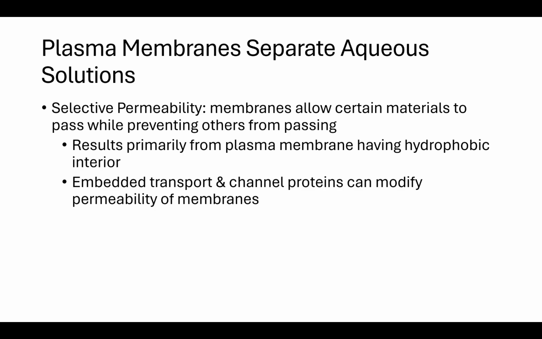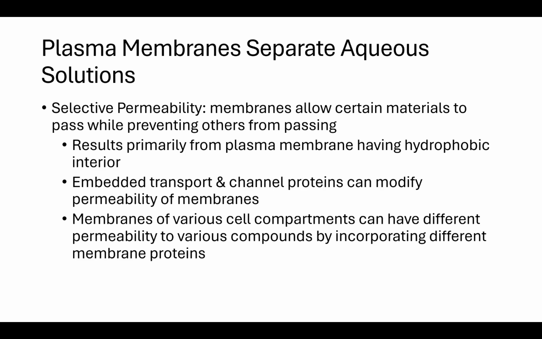To change this permeability, you can have channel proteins or transport proteins embedded in the membrane. Membranes for the different organelles and cell compartments can have different permeability by having different membrane proteins. You could have a cell membrane that allows sodium ions to pass as long as you have a sodium channel in it. You could have another membrane that allows water to pass by having aquaporins, which are water transport channels.